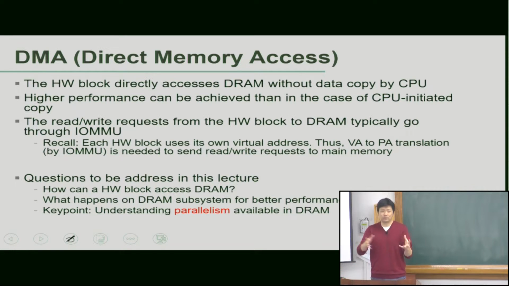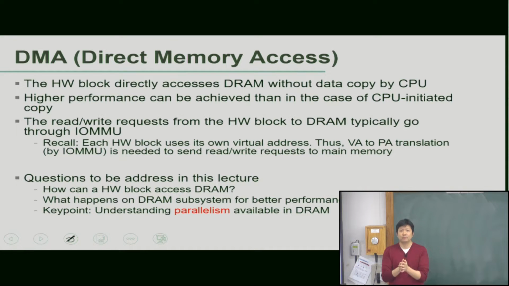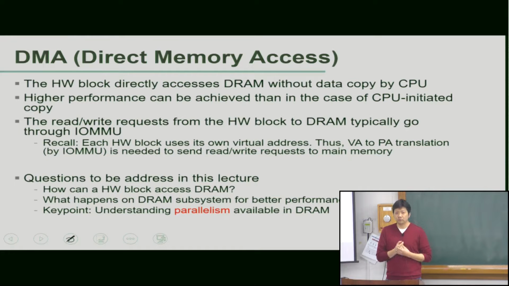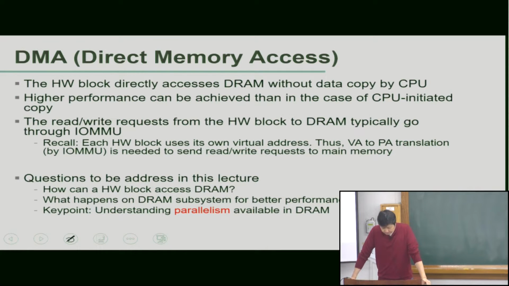If you remember, there was a question about the IOMMU. The IOMMU is the memory management unit for an individual hardware IP. Each component has its own version of an MMU, responsible for virtual to physical address translation and so on. That's basically what the IOMMU does. Each hardware block uses its own virtual address, so virtual to physical address translation by the IOMMU is needed to send read and write requests to main memory.